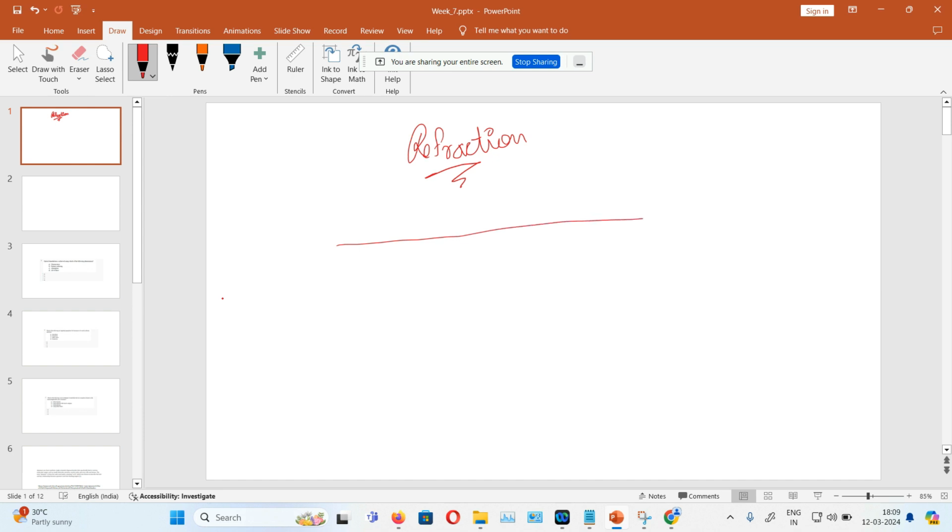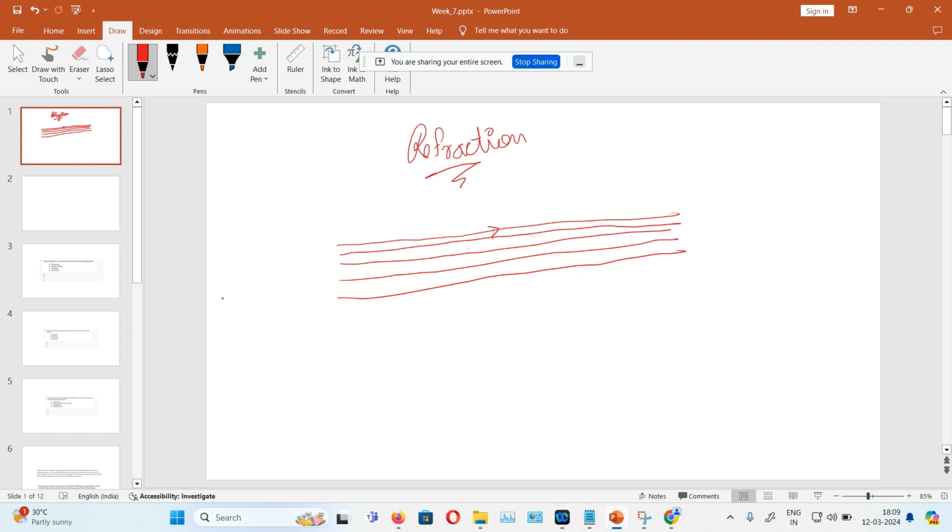In the normal case, light will travel only in a straight line, and this is one ray of light. But actually light is a lot of rays combined together, and we can call it a beam of light. If it is a ray or a beam of light coming from a particular source, it will travel in a straight line.